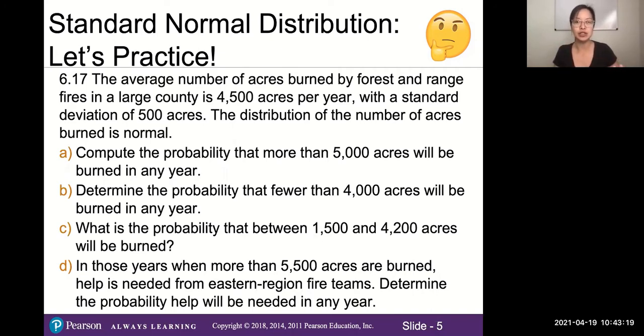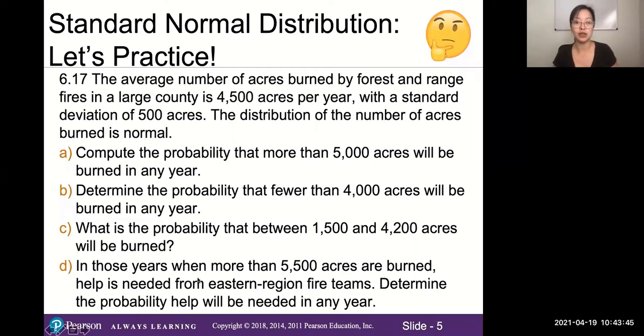So the average number of acres burned by forest and range fires in a large county is 4,500 acres per year, with the standard deviation of 500 acres. The distribution of the number of acres burned is normal. So everything in the beginning of the story, you've got your pieces, and we just want to make sure we pull it out as needed. And you can see here it says normal, so think bell-shaped.